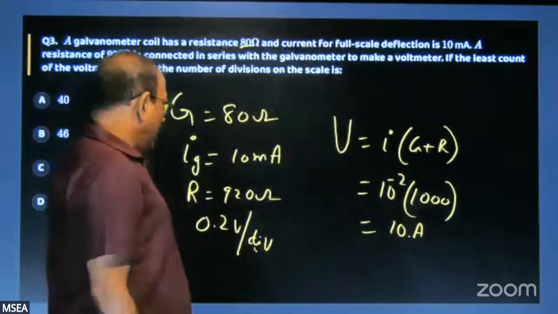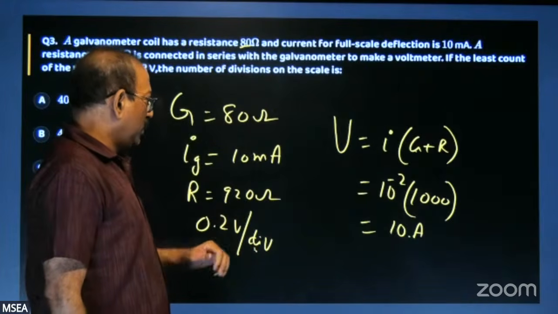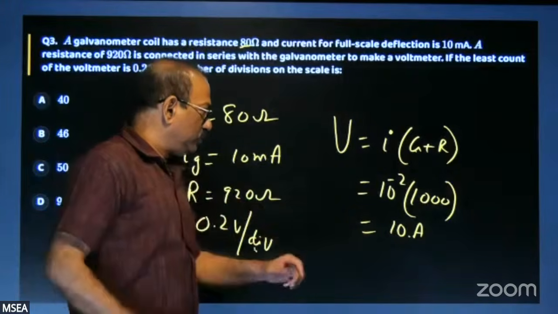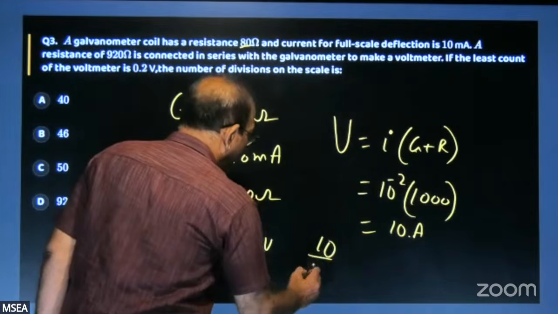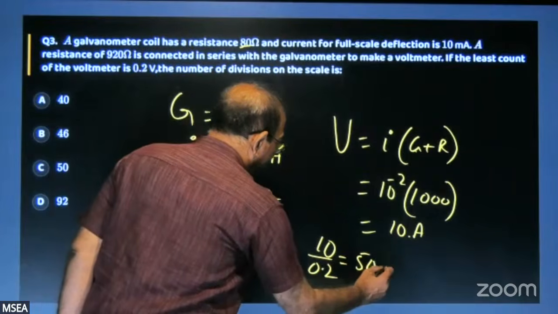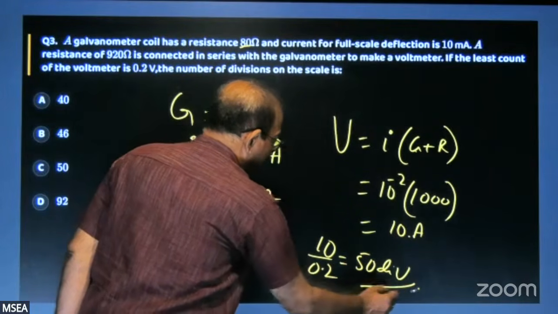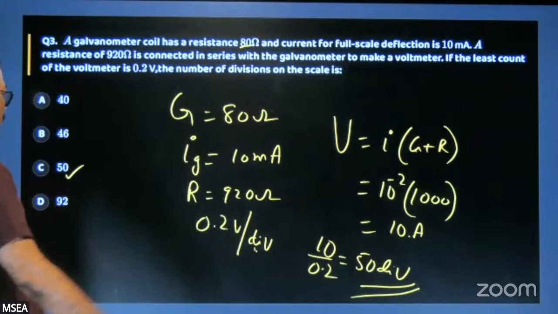V is 10 volt. Every division will measure 0.2 volt. Total voltage measured is 10, so total how many divisions are there? 10 by 0.2 is 100 by 2, so 50 divisions must be there.